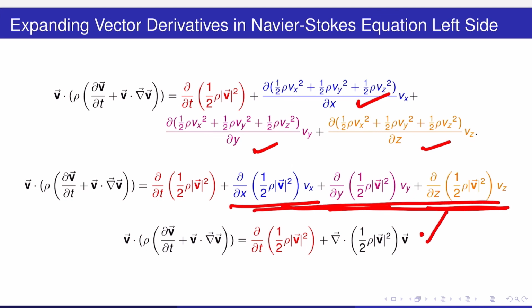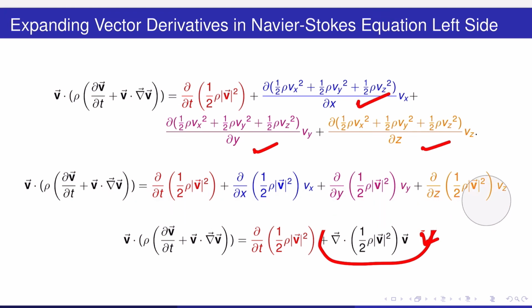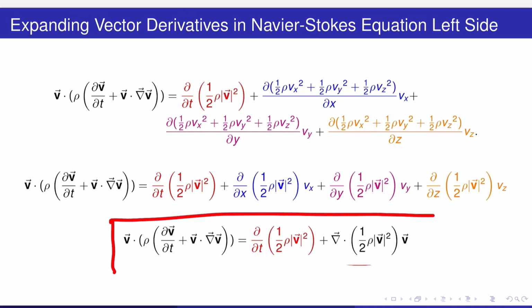we can write as this term, del dot half rho v square times v, and this term as it is. So finally, the left hand side of that dot product of the Navier-Stokes equation is nothing but this. Okay, so v dot rho dou v dou t plus v dot del v, is nothing but this.